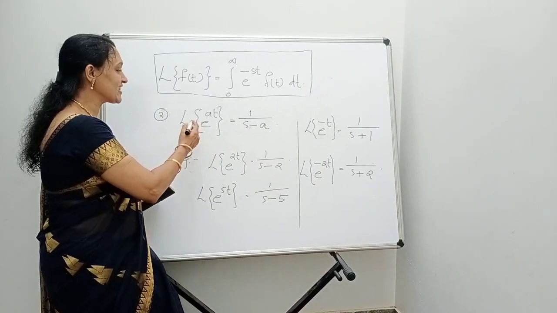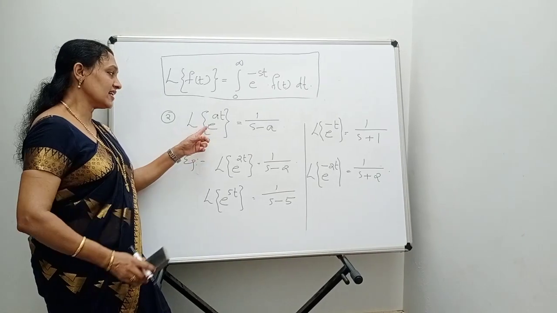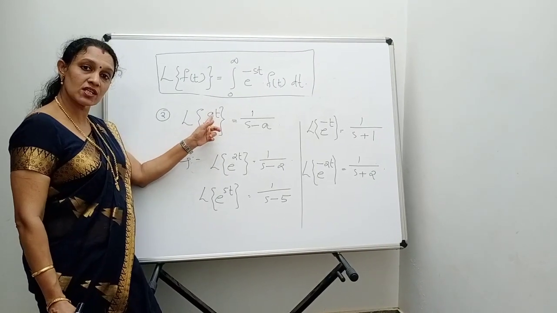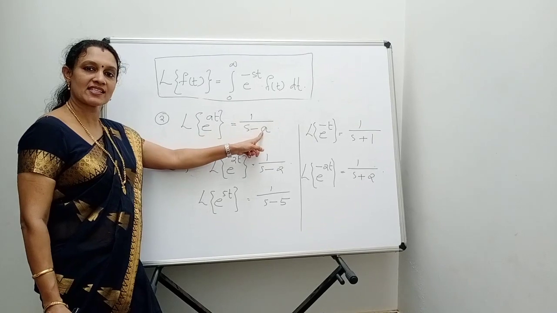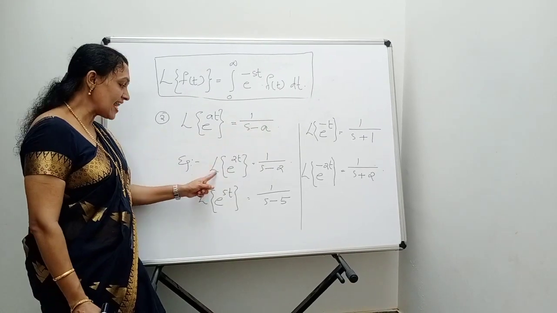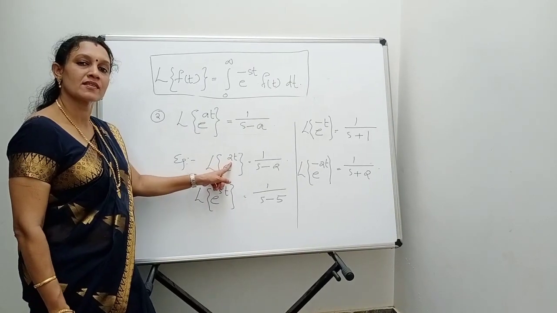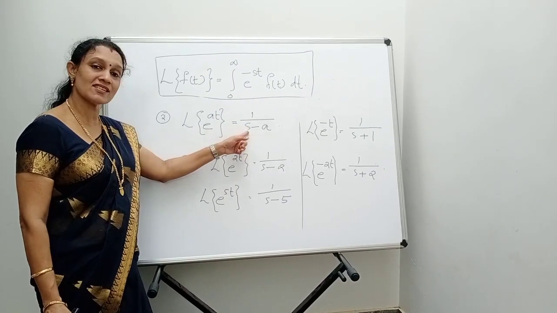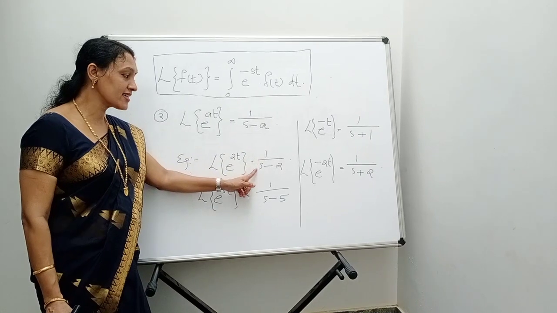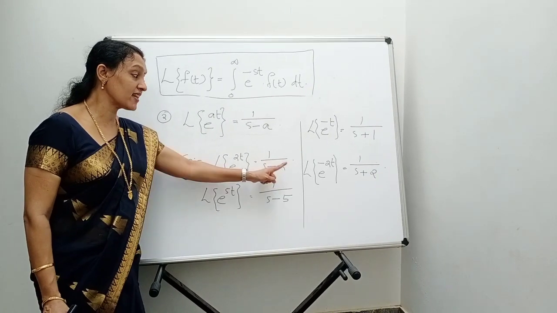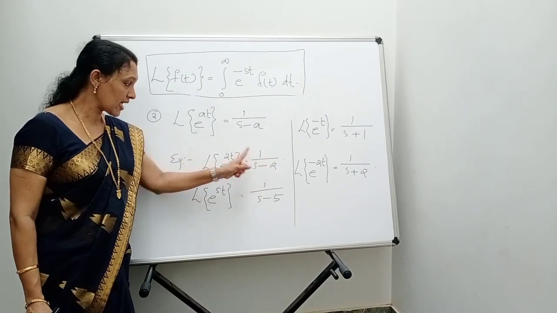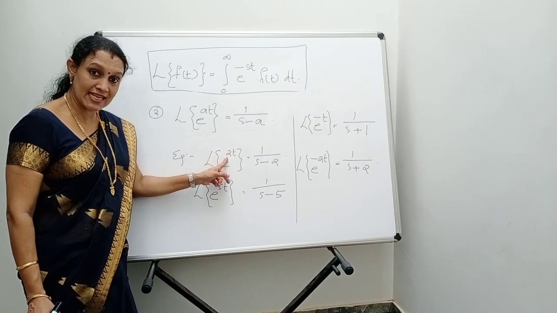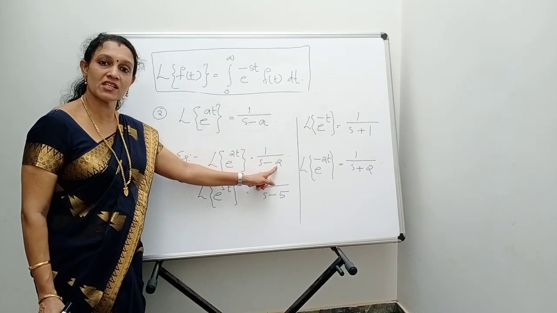Now let us take an example. We have learned L of e raised to at, the result is 1 by s minus a. Now what is L of e raised to 2t? Instead of at, we have 2t. So by using this result, it is 1 by s minus 2. S minus a is 2, a means it is the coefficient of t. Okay, so 1 by s minus 2.